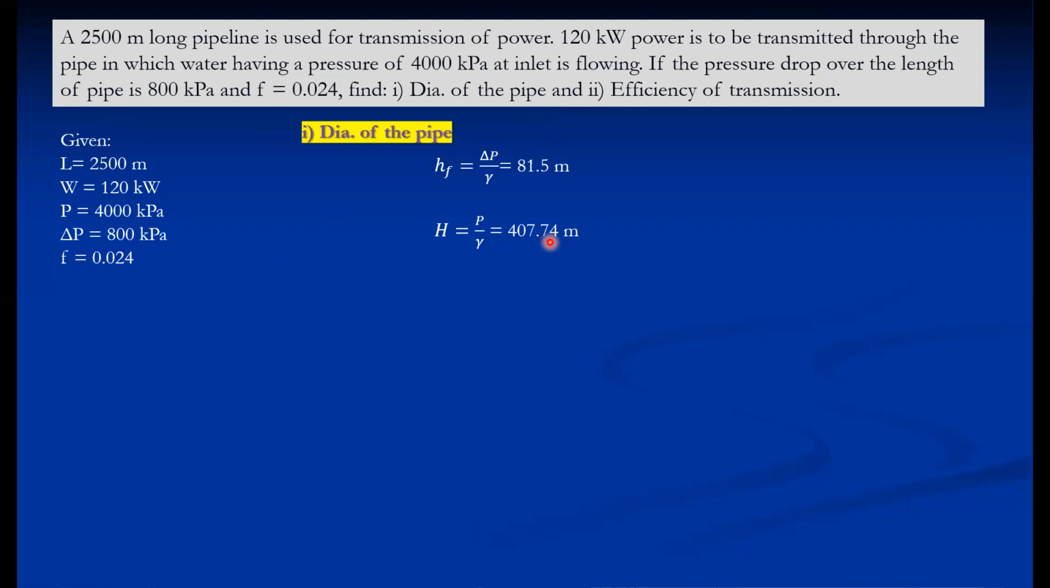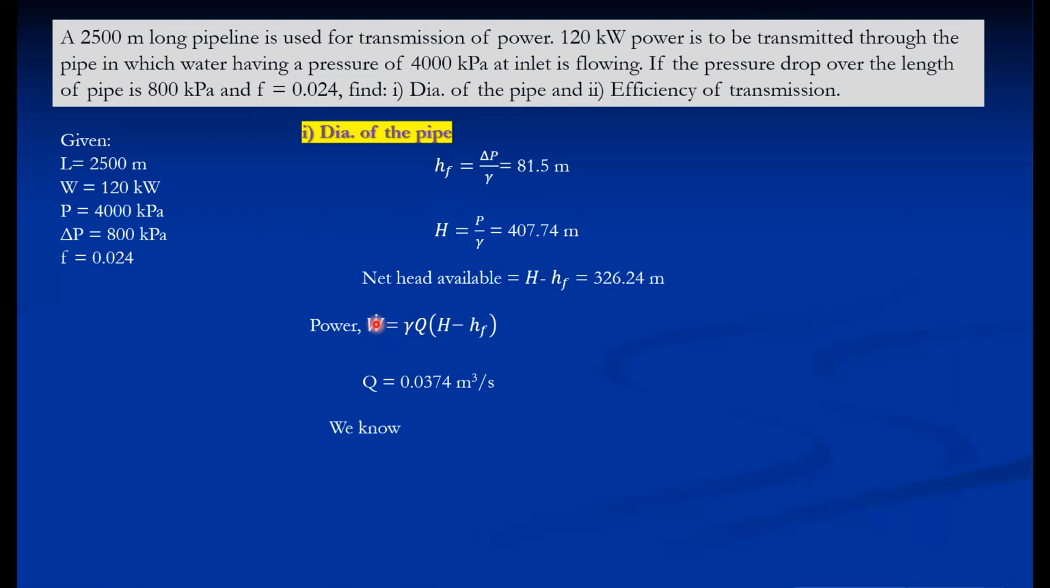Now the power is given. So we use the expression of power in this case, that is power available equals gamma Q (H minus HF). We start with this expression, gamma Q, and in that case H is given, HF is given, W dot is given. Q we have to calculate, so we can calculate Q, that is the discharge in the pipe.